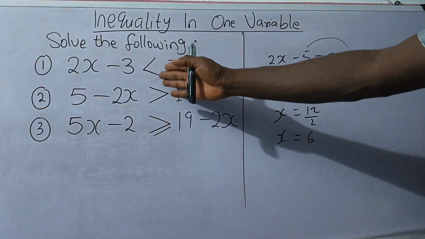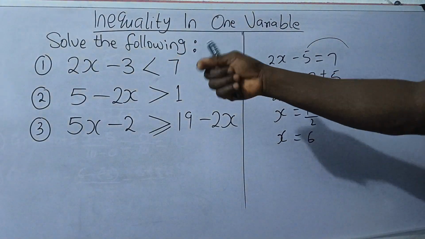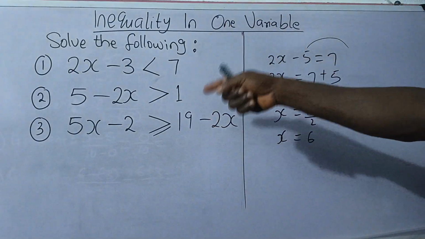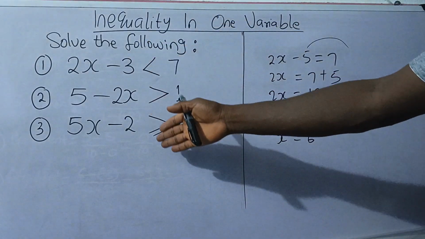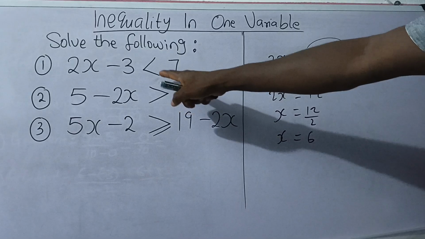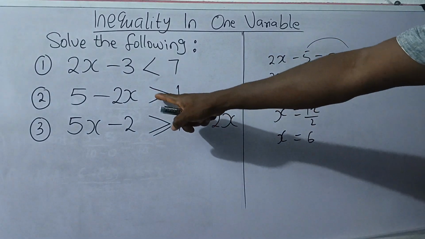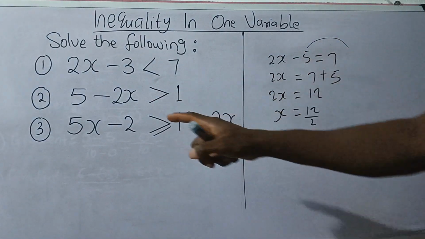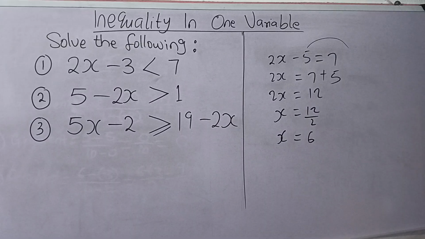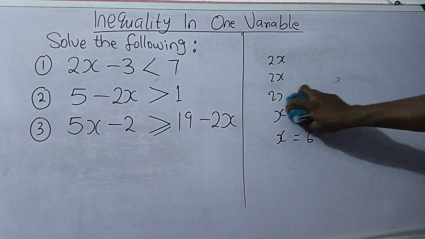But in this case, one may either be greater than the other or less than the other. That's why we're making use of these inequality symbols. So this one is known as less than, this is greater than or equal to. Now let's resolve the questions and see how it compares to simple equations.